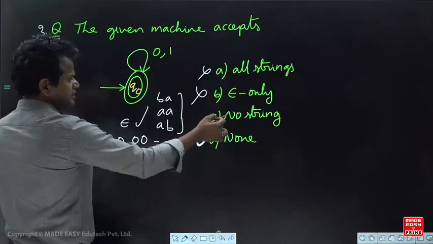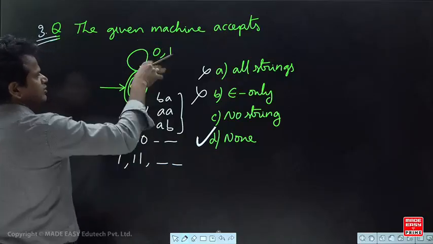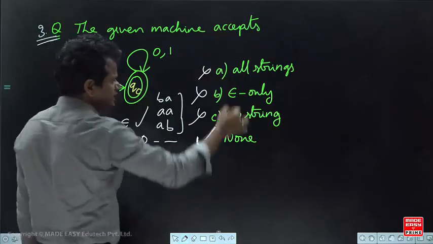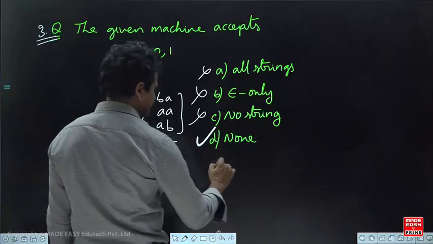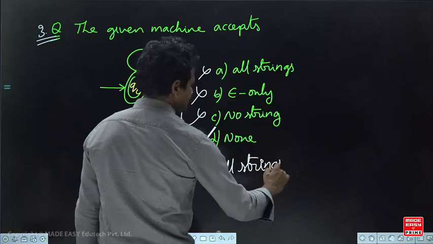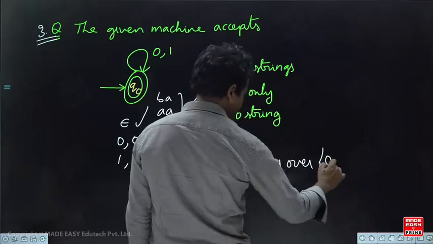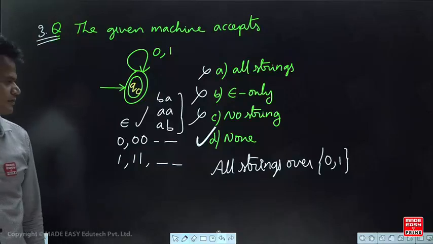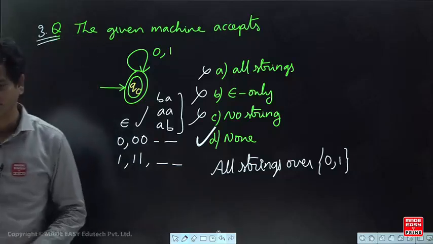And no string means will it accept nothing? It accepts so many, no? It accepts epsilon, 0, 1, any combination of zeros and ones. So this is also not correct. So according to the machine and the options, the right choice is none. What is the perfect answer then? The perfect answer is all strings over set {0, 1}. This is the answer. Okay?